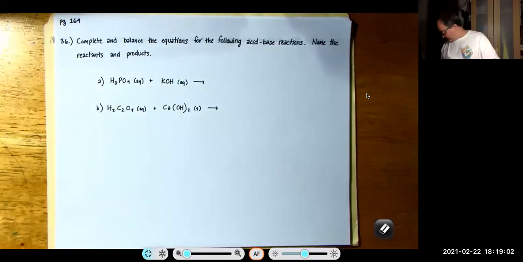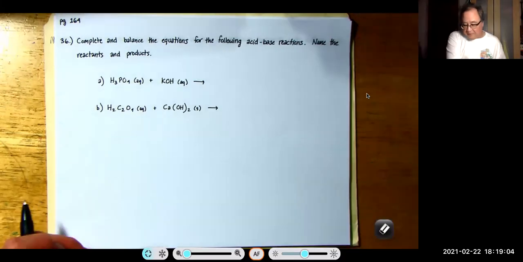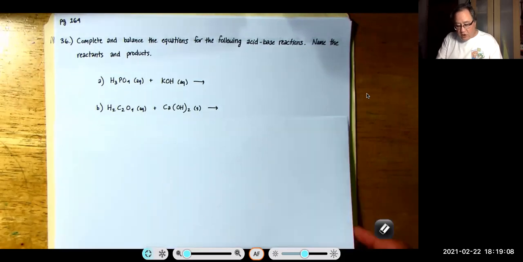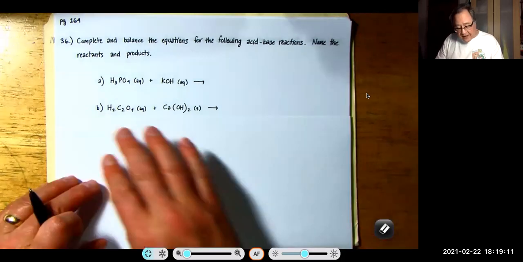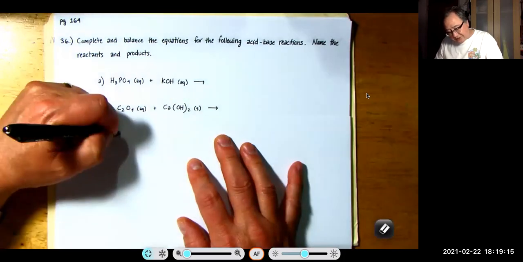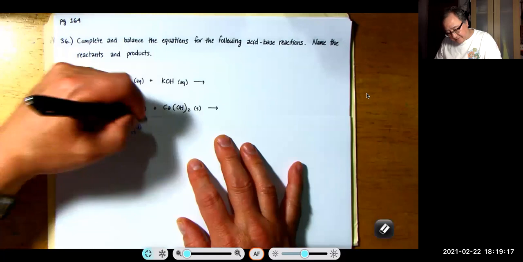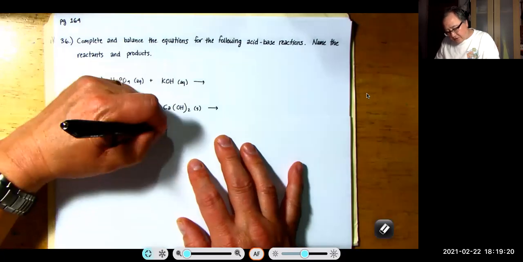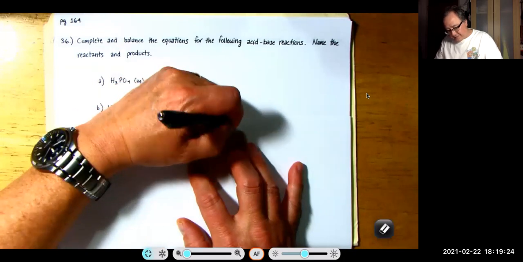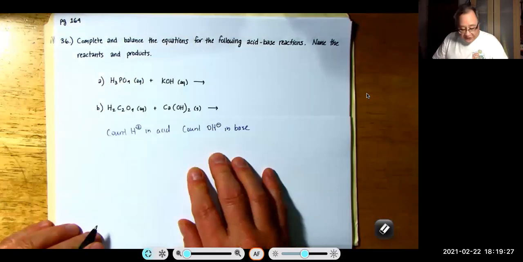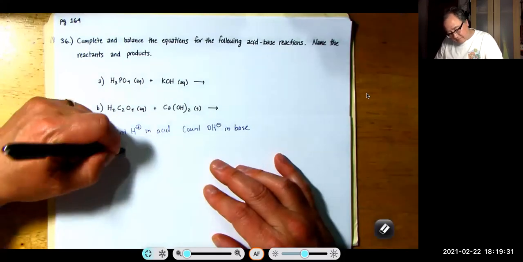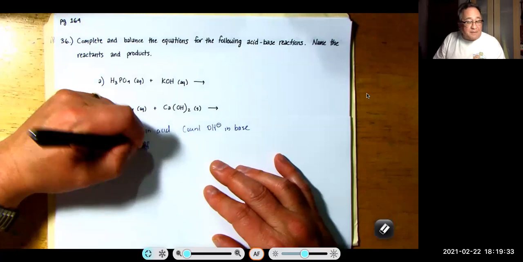36. Complete and balanced equations for the following acid-base reactions. Whenever you're balancing acid-base reactions, you want to count H pluses in the acid, and you want to count OH minus in the base. And you want to adjust the coefficients so that you have the same amount.